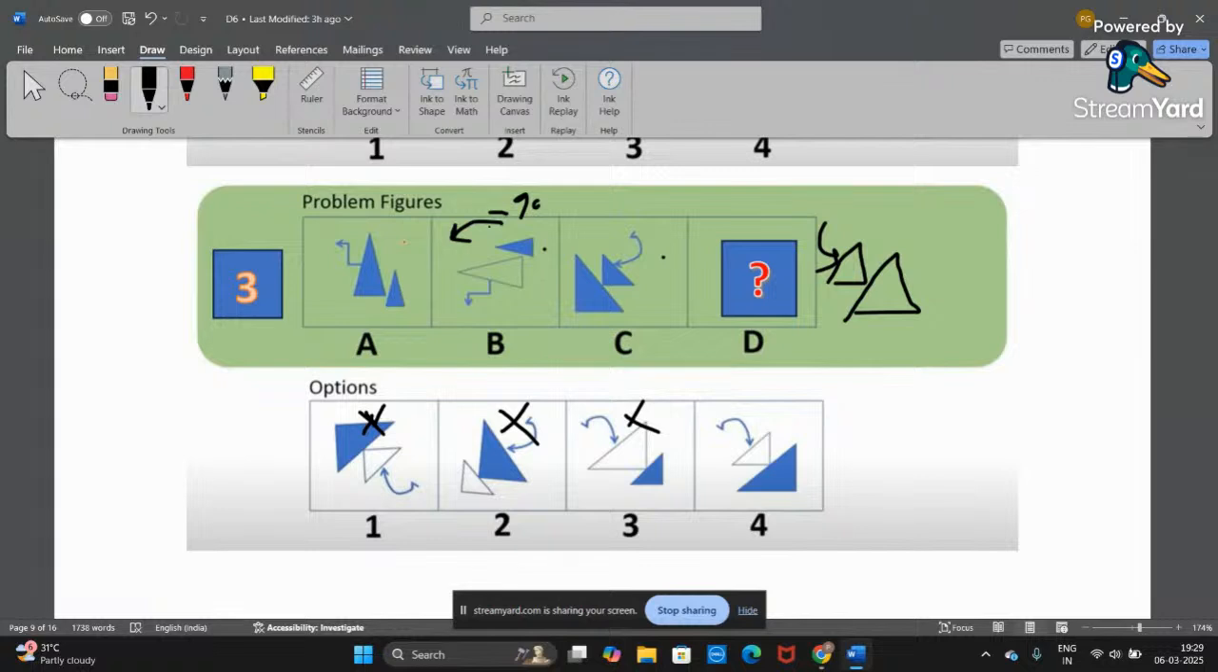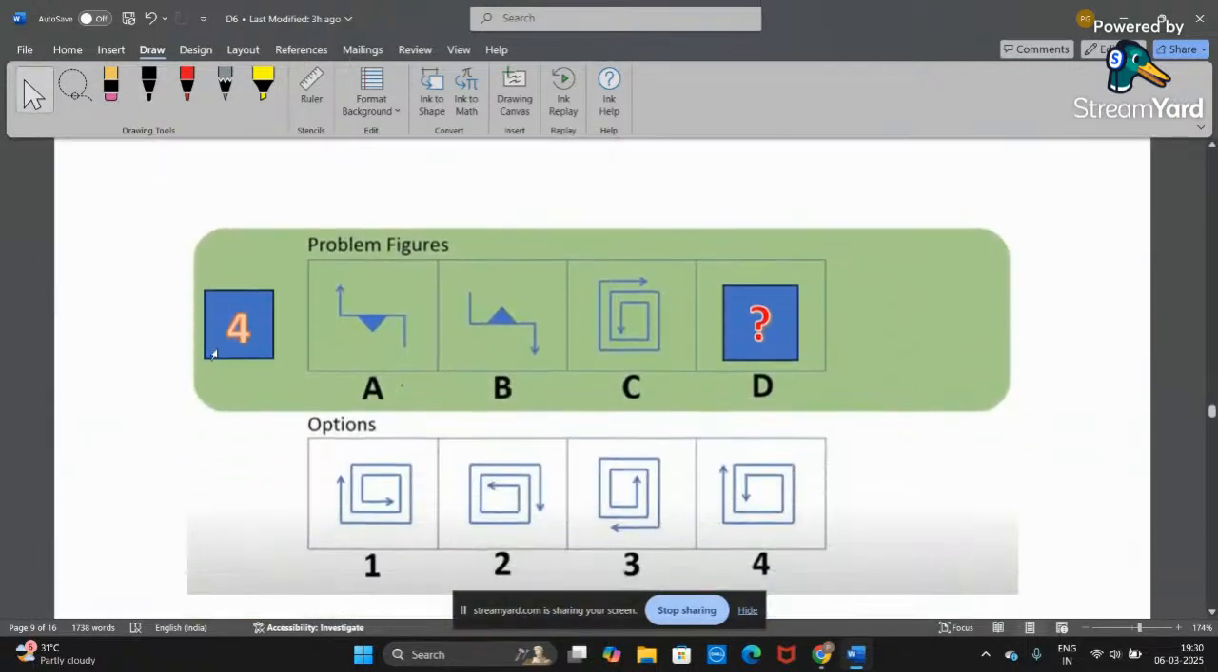And also see here in the A and B figures. In A it is filled with color. In B one triangle is transparent. In the same way, in D we have to get like C's first triangle should be, what? It should be filled with color, and the second one should be transparent. Okay, this satisfies the condition. Now let's move on to the fourth.